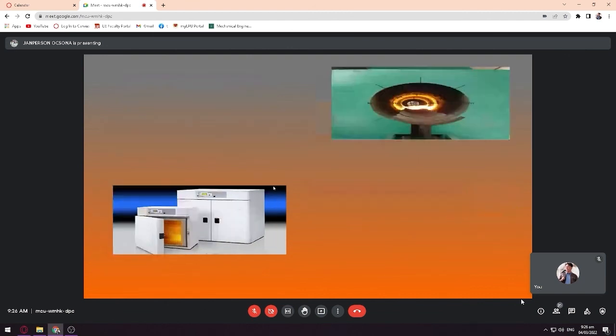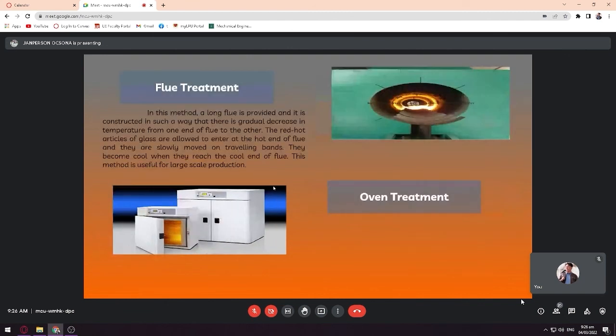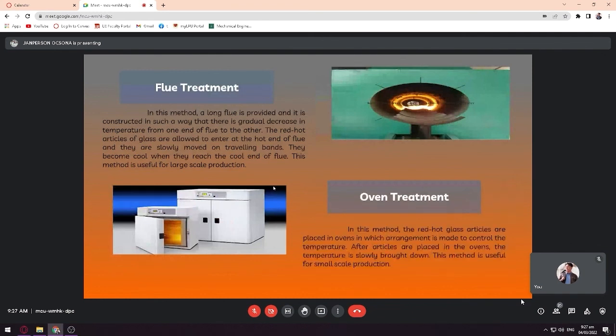Meron tayong two types ng annealing. First is flue treatment. In this method, a long flue is provided and it is constructed in such a way that there is gradual decrease in temperature from one end of the flue to the other. The red hot articles of glass are allowed to enter at the hot end of the flue and they are slowly moved on traveling bands. They become cool when they reach the cool end of the flue. This method is useful for large-scale production.